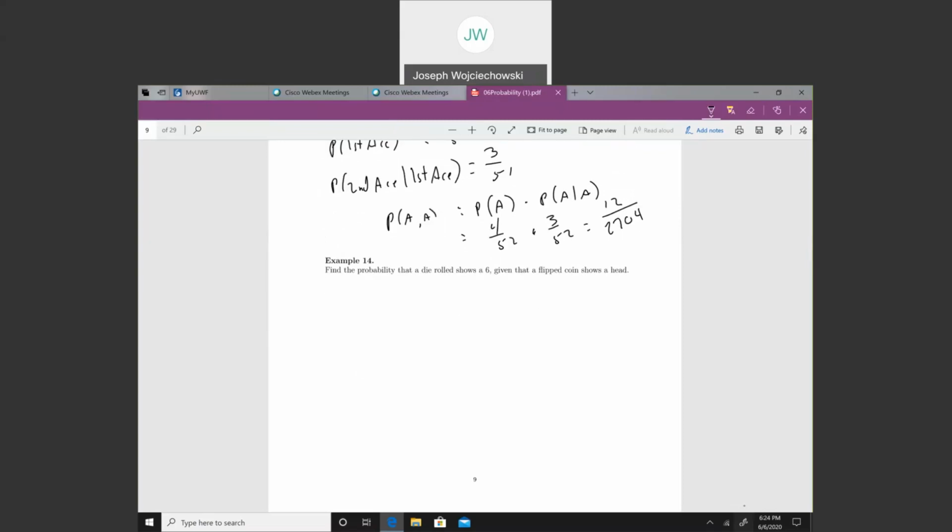Okay, find the probability that a die rolled shows a 6, given that a flipped coin shows a head. Well, what's the probability that a coin shows head? That's 1/2. Now, what's the probability that we get a 6 given we got a head? It doesn't matter. These are independent events, so 1/6. So the probability of a 6 given a head on the first is 1/2 times 1/6, which is again that 1/12.